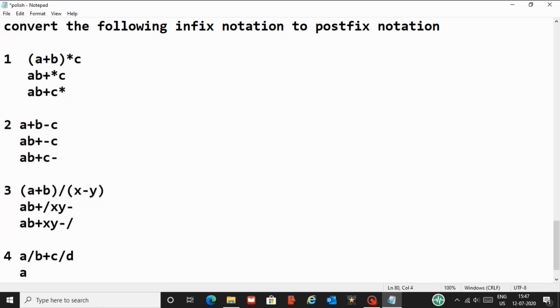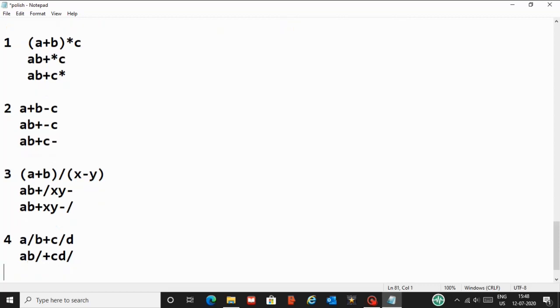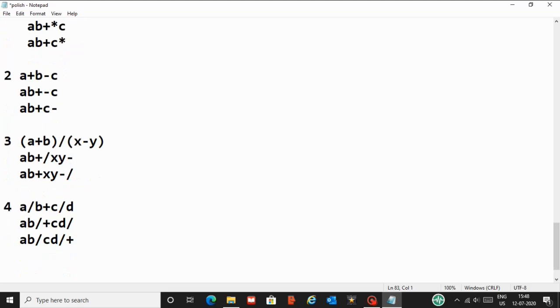It is AB by, I will say plus as it is, CD by. And then I still need to do plus. It is AB by CD by plus. This would be the resultant postfix expression.